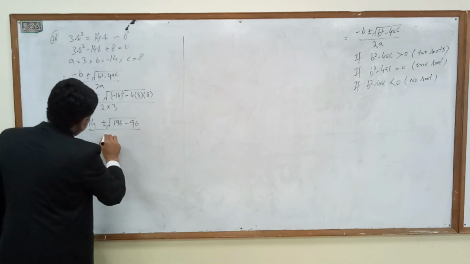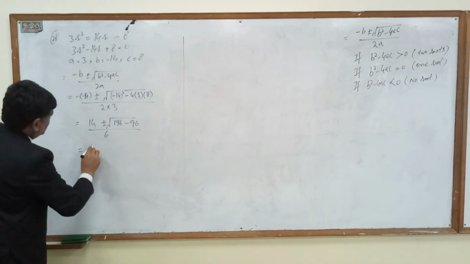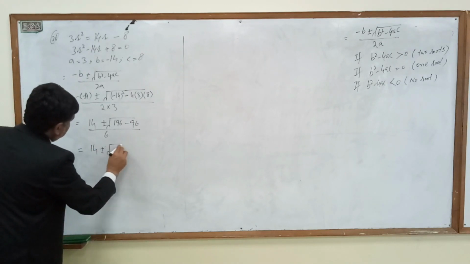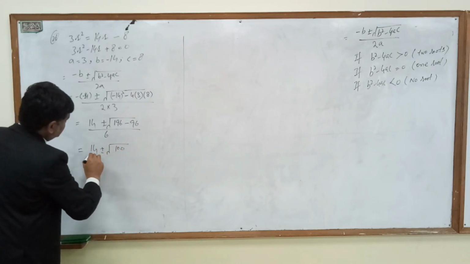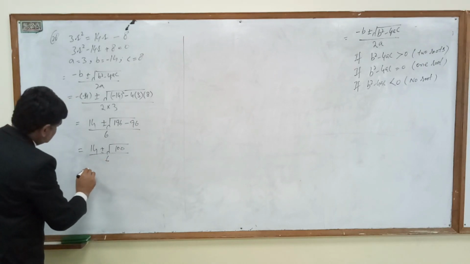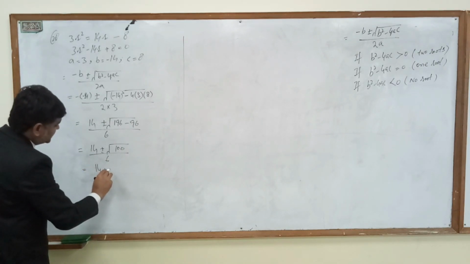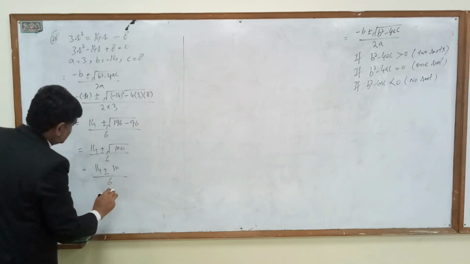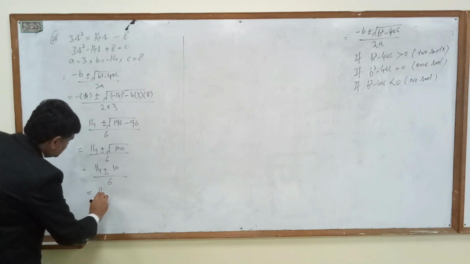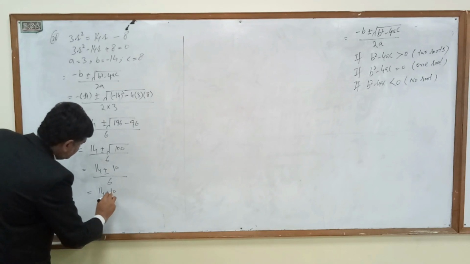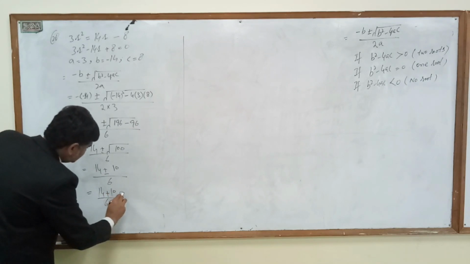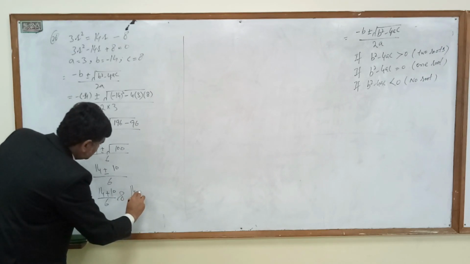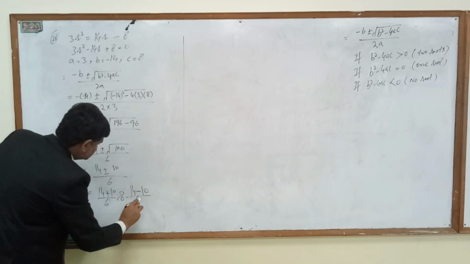Divided by 6. So 14 plus or minus the square root of 100, divided by 6. The square root of 100 is 10. So 14 plus 10 by 6, and 14 minus 10 by 6.